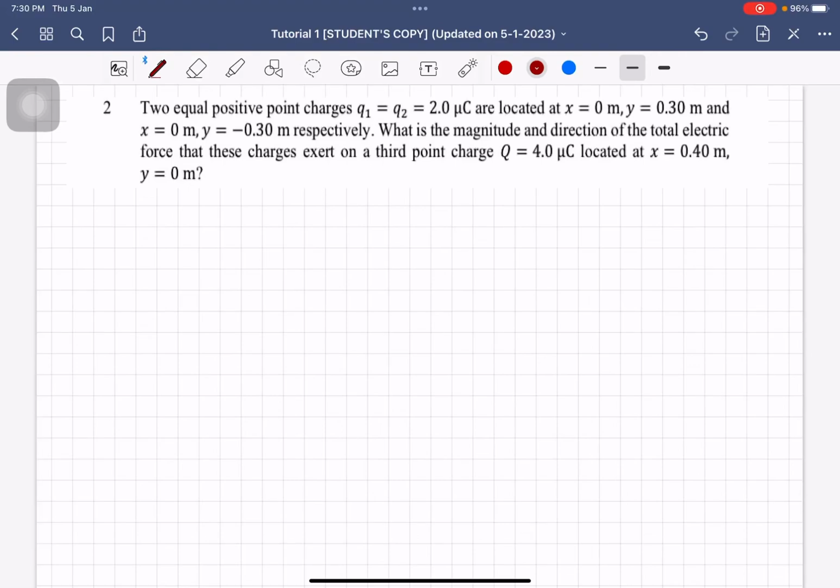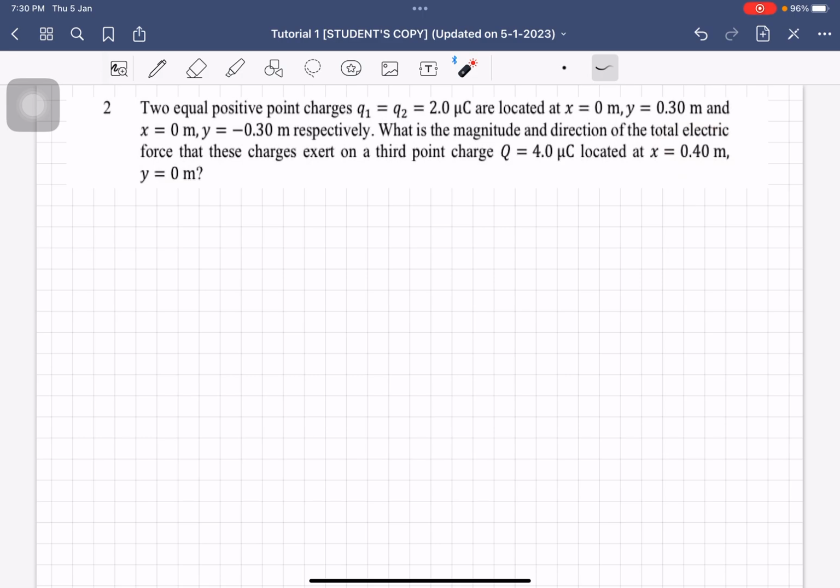Question number 2, there are two equal positive point charges, both 2 microcoulomb, located at x equal to 0, y equal to 0.3 meter, and x equal to 0, y equal to negative 0.3 meter respectively. What is the magnitude and direction of the total electric force that these charges exert on a third point charge, which is located at x equal to 0.4 meter, y equal to 0 meter?